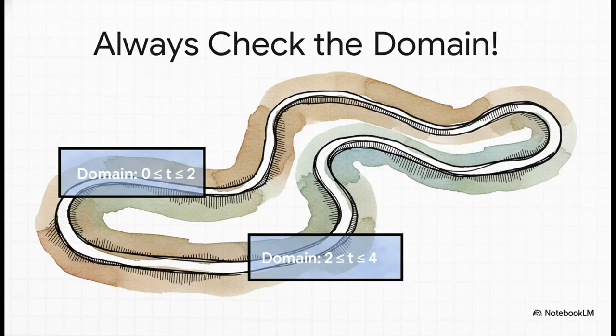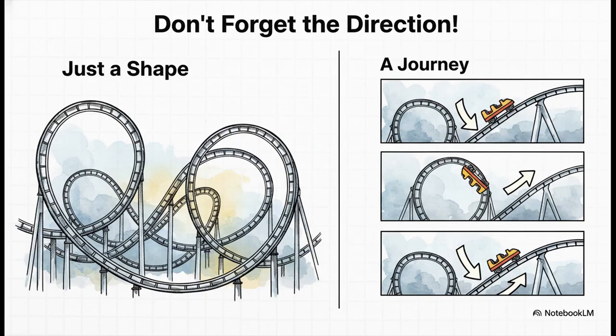Changing the interval for t is like showing a different scene from a movie. You might get a much shorter journey or see a totally different part of the path. It defines the beginning and the end of your story, so pay close attention to it. This is a huge one. Pro tip number 2, do not forget the direction.